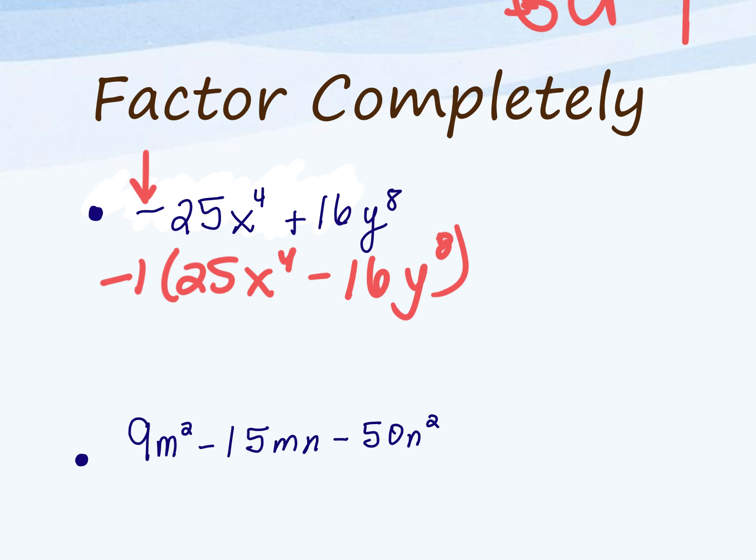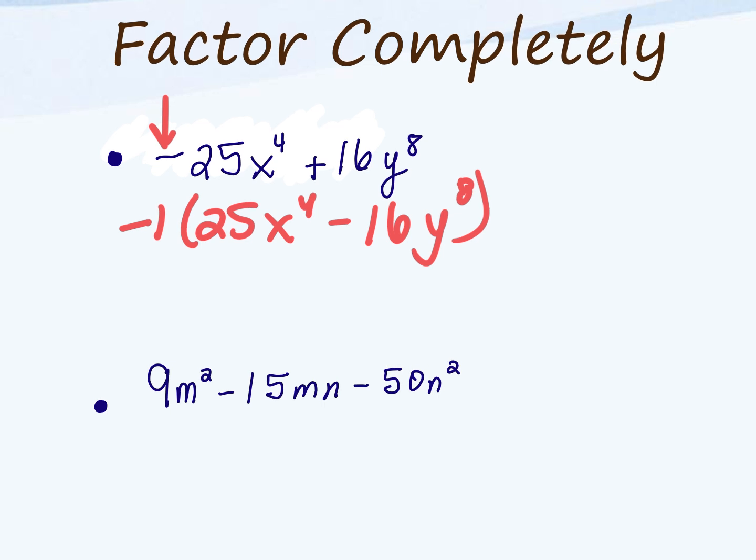Yes, sir. Can't you just switch the 16 and the 25? You can. I would like you to get in the habit, though, of taking the negative out first. You're going to need that when we get to later stuff. Yes, right now you can switch because they happen to both be perfect squares. It's not a GCF, whatever. But just try to get in the habit of doing that.